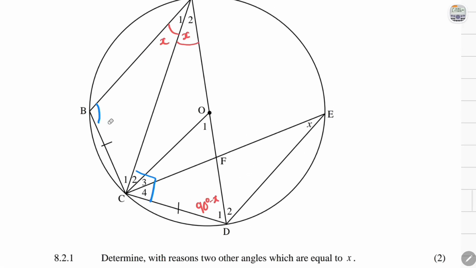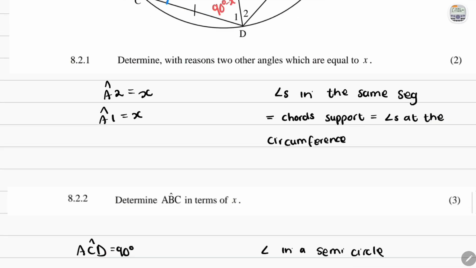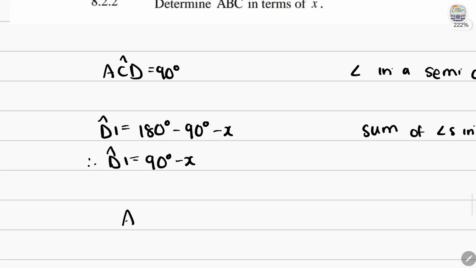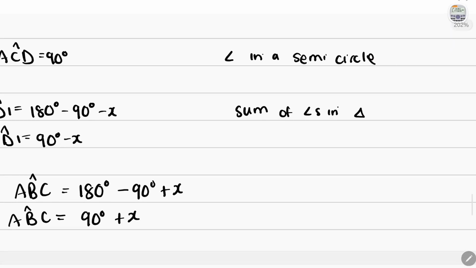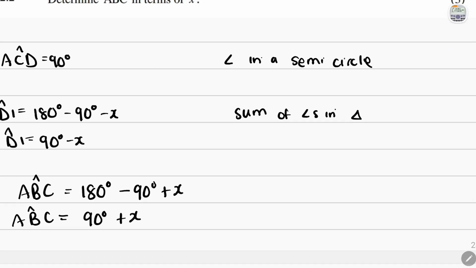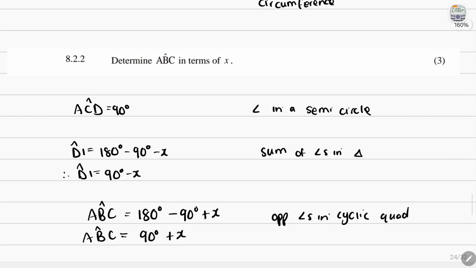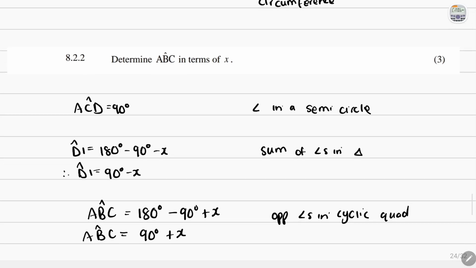Now you know that the opposite angles in a cyclic quad add up to 180 degrees. So angle ABC, or angle B really, is equal to 180 degrees minus this angle. So you're going to subtract the 90 and this negative x. When you say minus negative x, it becomes a plus x. So this is 90 degrees plus x, and that is the size of angle ABC. The reason is opposite angles in a cyclic quad. So that is the size of angle ABC in terms of x.